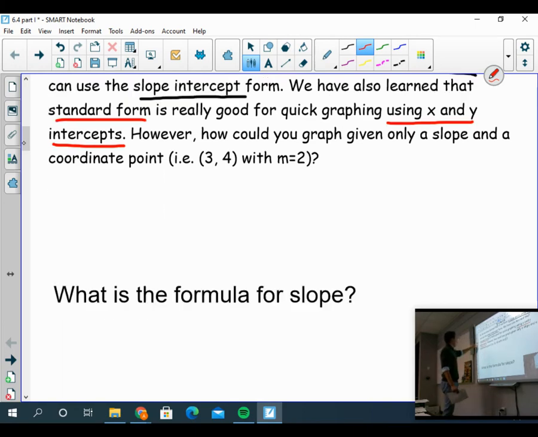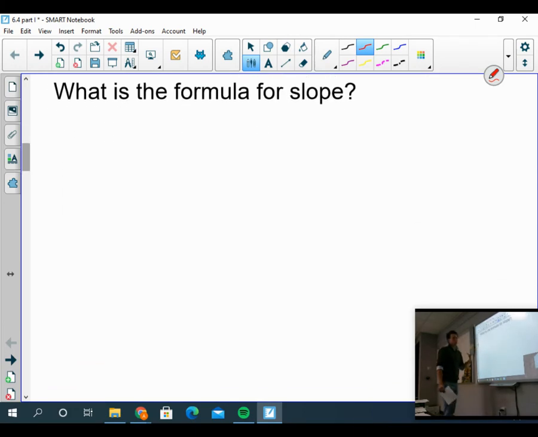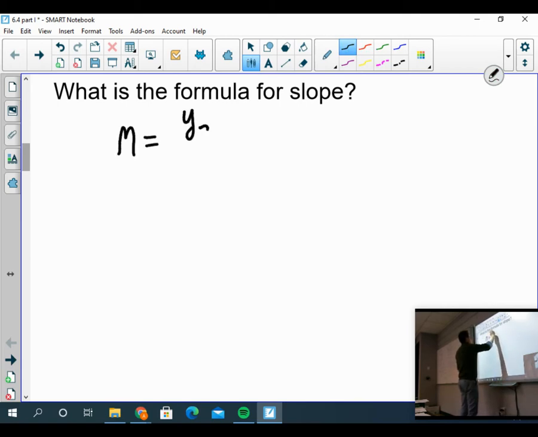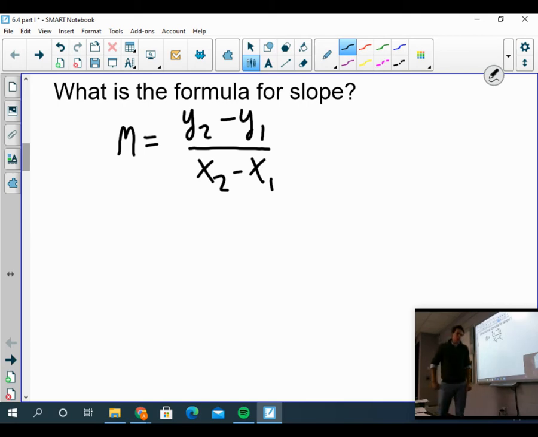Okay? Well, to do this, I want you to think about the formula for slope. And this really goes back to 6.1, rate of change. We learned 3 different formulas: rise over run, change in dependent over change in independent, or Mr. Carter's personal favorite, y2 minus y1 over x2 minus x1. Okay, so we got this formula.